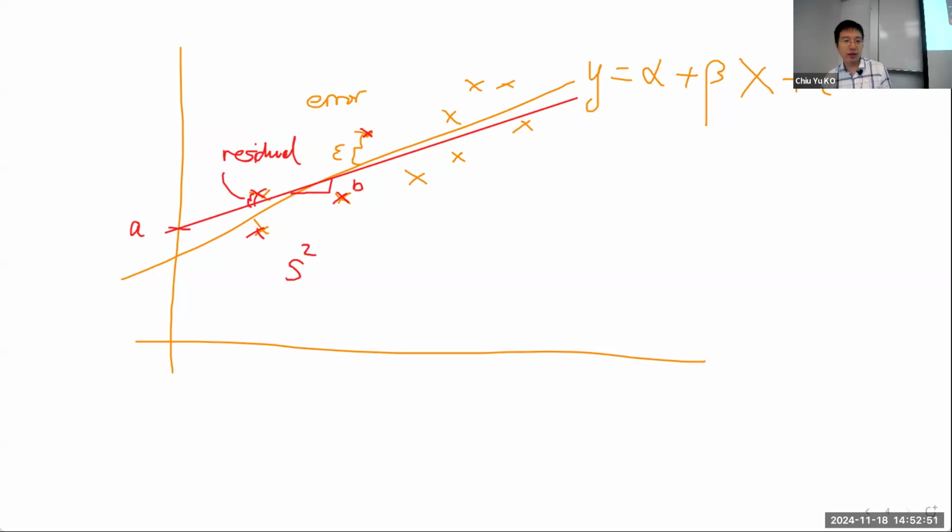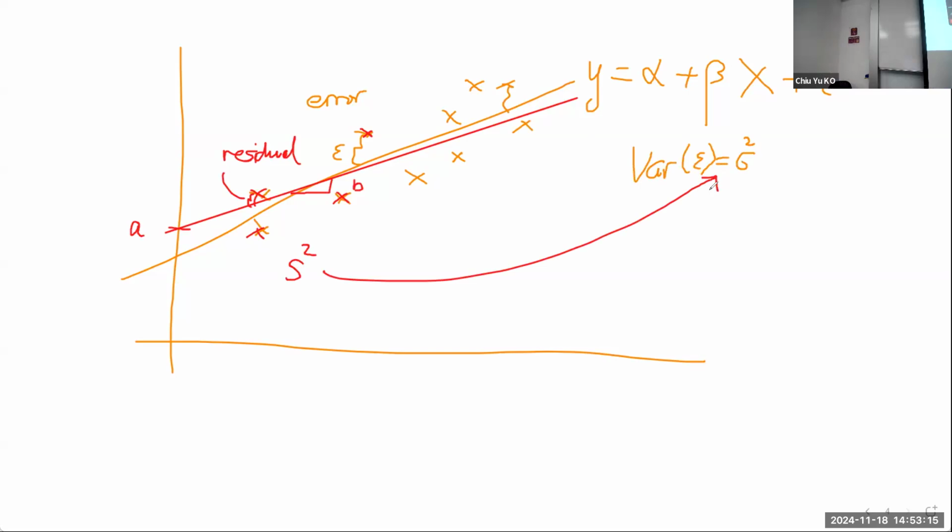And this S squared will be a good estimate of this error variance, which is sigma square. The variance of this is called sigma square. And as we said, this will be a good unbiased estimate of sigma square. And basically it tells us how good your line is.